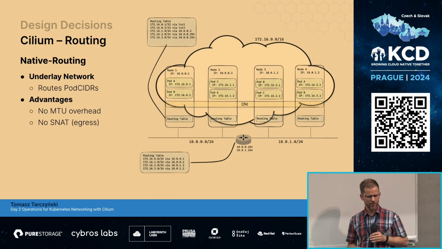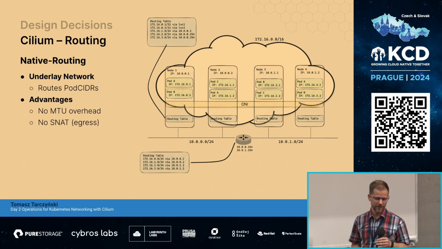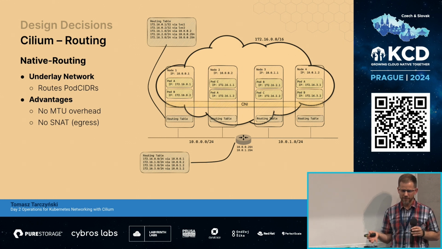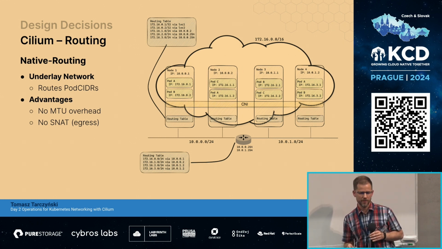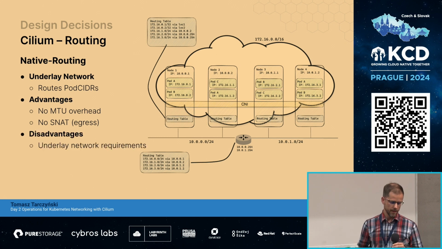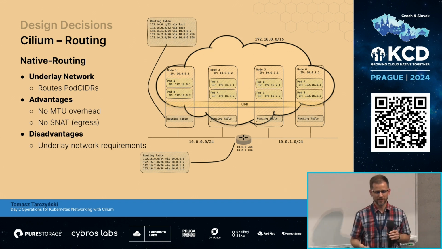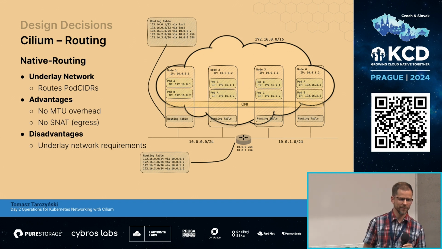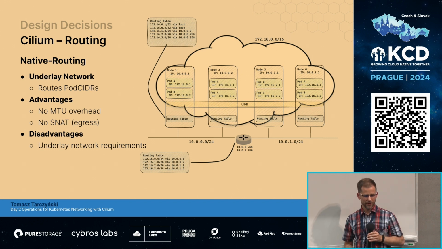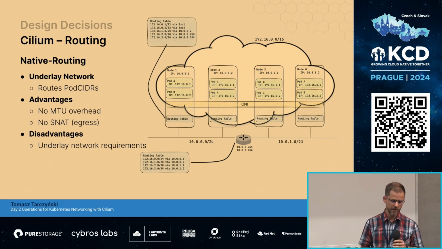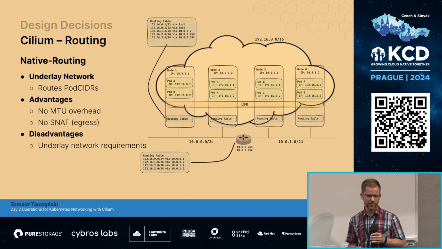What are the advantages? There's no MTU overhead anymore. You don't need to do source network address translation when going outside of the cluster. Your performance could be a little bit better. And there is a disadvantage. The most important is that there are those requirements for the underlying network. Because of that, it might get more difficult to set up.